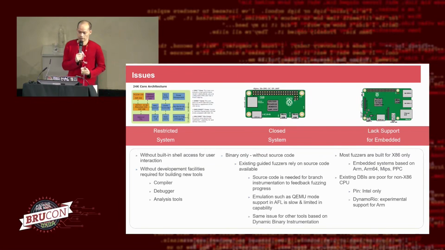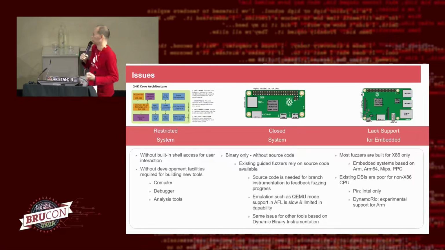The first issue is that an embedded system is a very restricted system. On an embedded system, we do not have built-in shell access. So you cannot access the shell and log into the system like a typical PC, right? And in an embedded system, they do not give you any development facilities, so you can't build new tools or a new fuzzer. For example, inside the embedded system, usually they do not provide you a compiler. They do not provide debuggers or any analysis tools. So that's the first issue.